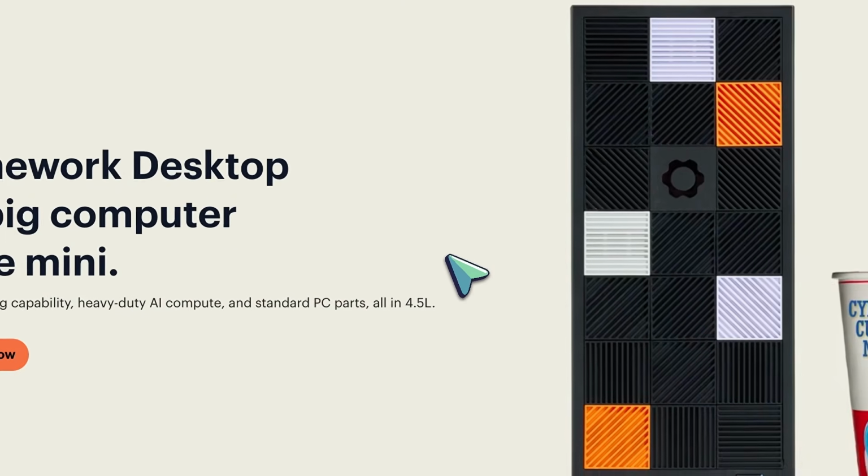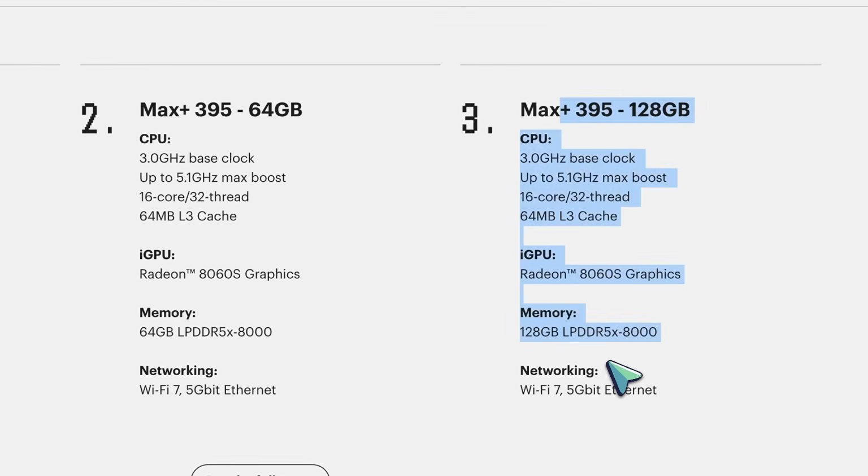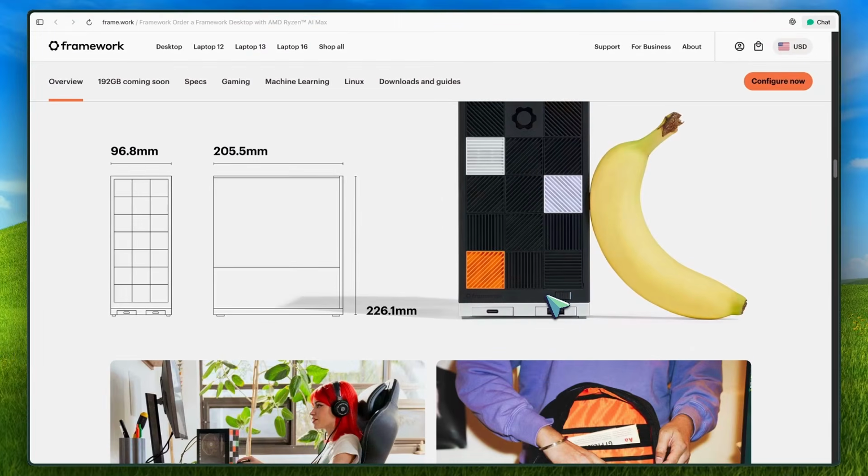That 128 gigs fits the 2-bit quant with room for context. It sips power, and you should get somewhere in the 10 to 20 tokens per second range. This is the tidy, quiet, plug-and-play option.